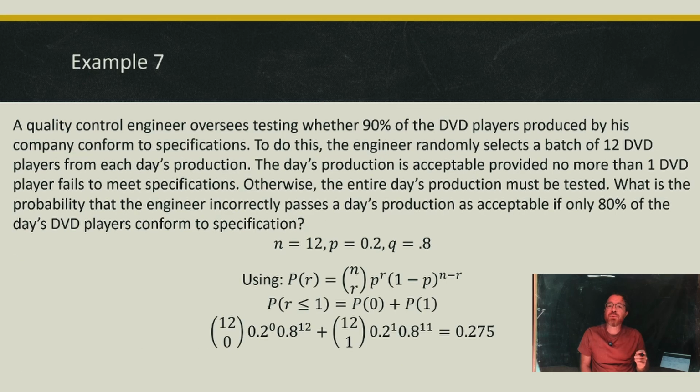I'm going to do one more example, and then we're going to be done with this section. Example 7 says, a quality control engineer oversees testing whether 90% of the DVD players produced by his company conform to specifications. To do this, the engineer randomly selects a batch of 12 DVD players from each day's production.